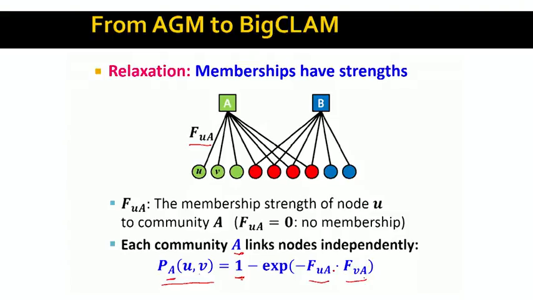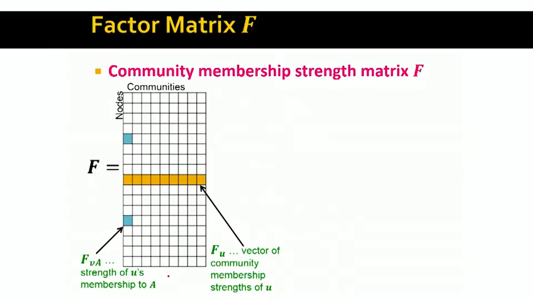What is also a nice property of the product is that if node v is not a member of a given community and node u is a member of that community, then it will be 0 times something else, so the whole thing will be 0. That is also nice. And if we have nodes that are members of a given community to varying degrees, we take the product of the two corresponding strengths to compute the overall linking probability. So this is the idea of having a linking probability for nodes u and v belonging to a single community A. Now what happens if nodes share multiple communities?